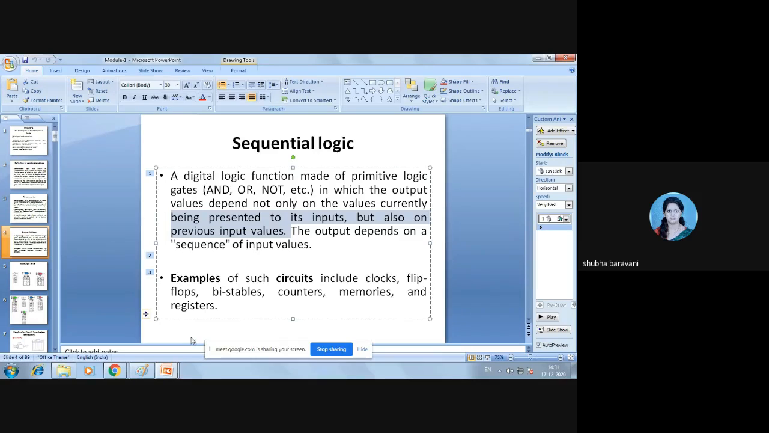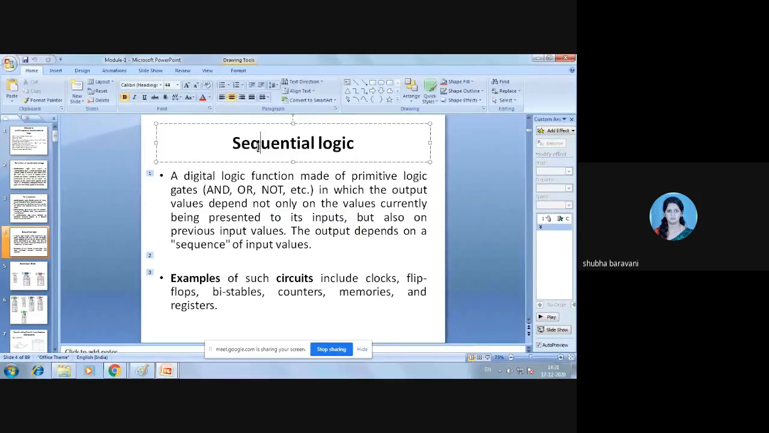So we classify these sequential circuits into synchronous sequential circuits and asynchronous sequential circuits. Okay, I hope you have heard about sequential and synchronous and asynchronous. Have you heard about synchronous and asynchronous? Yes, ma'am. So synchronous is what?